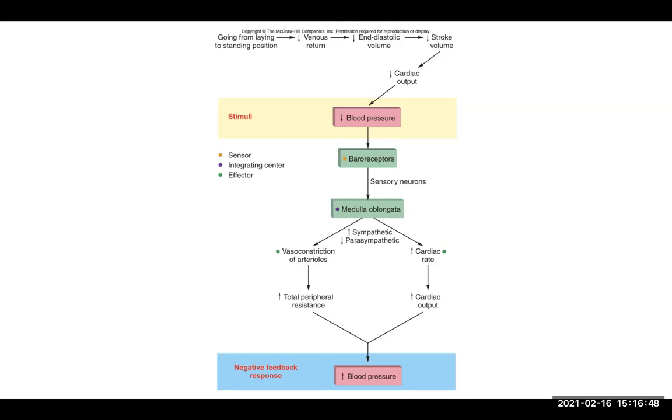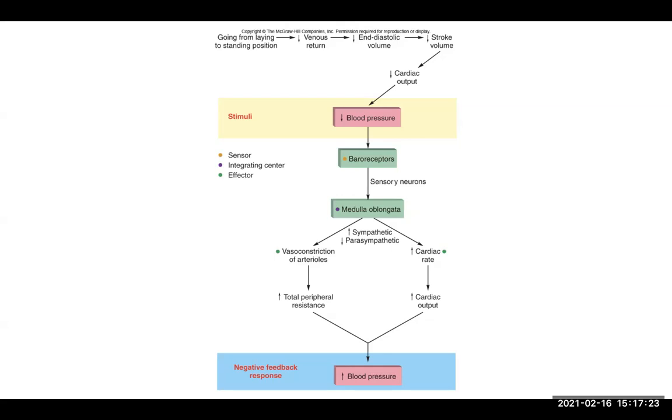Your baroreceptors will send a signal, a decreased action potential frequency, to your cardiovascular control center. Your cardiovascular control center is found in the medulla oblongata. It then increases your sympathetic response and decreases the parasympathetic activity, which is going to cause more norepinephrine to be released on the beta 1 receptors of the heart. That's going to cause an increase in heart rate and an increase in CO.